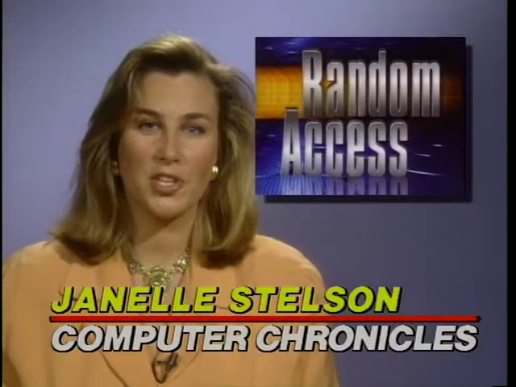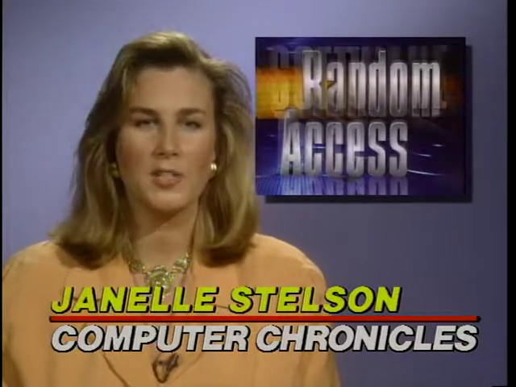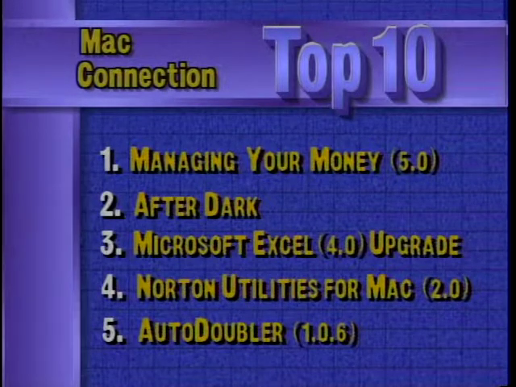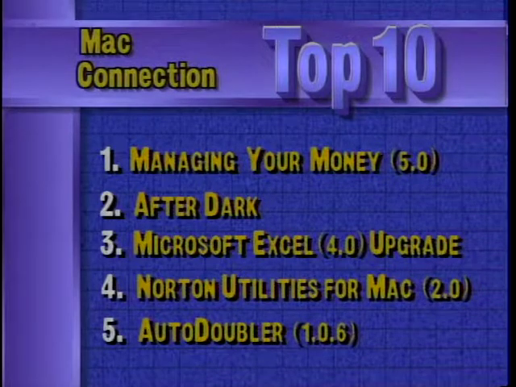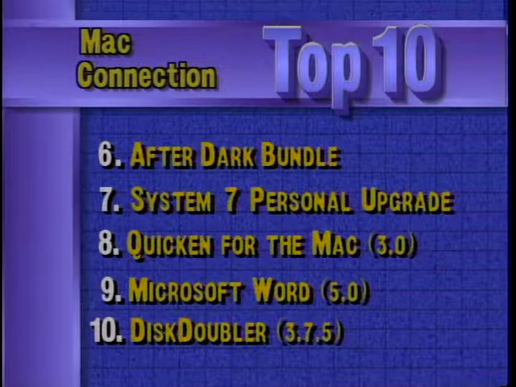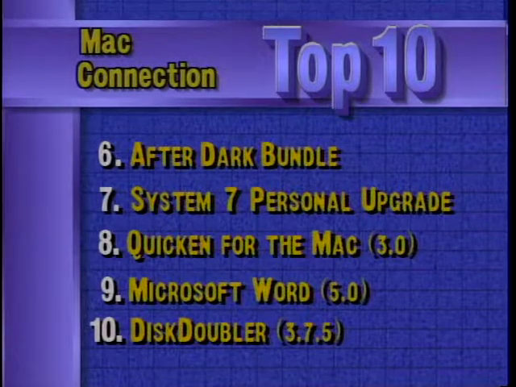In the Random Access file this week, this is a special summer edition with the focus on software. Here are last week's best-selling software titles for the Macintosh, according to Mac Connection. Managing Your Money is number one, followed by After Dark 2.0, the Excel 4.0 upgrade, Norton Utilities, and AutoDoubler. Rounding out the top 10 are After Dark and the More After Dark bundle, the System 7 upgrade, Quicken, the Word 5.0 upgrade, and DiskDoubler. Next up, Paul Schindler and our summer software review.